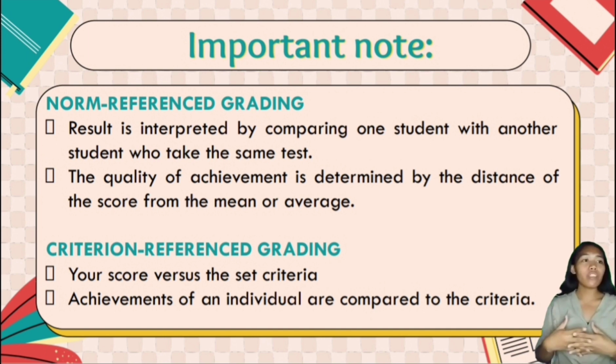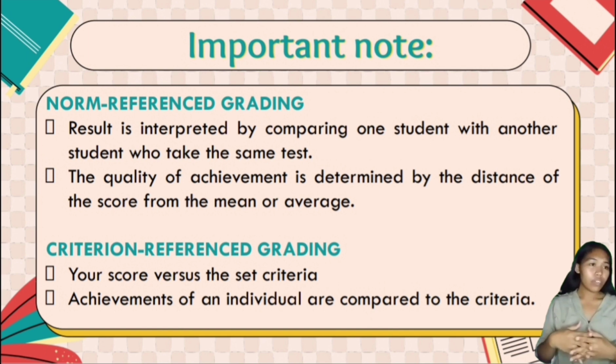So norm reference grading is the result interpreted by comparing one student with other students who take the same test, or the quality of achievement is determined by the distance of the score from the mean or average. It is your test versus the test taken by the other students who took the same activity as yours.